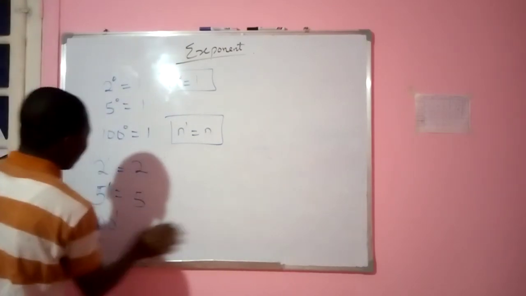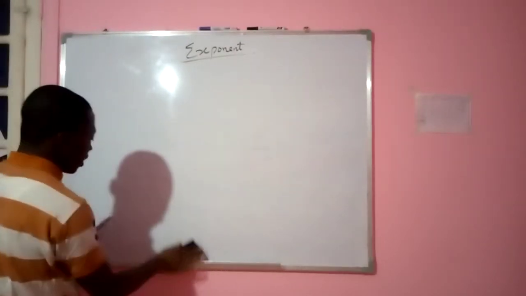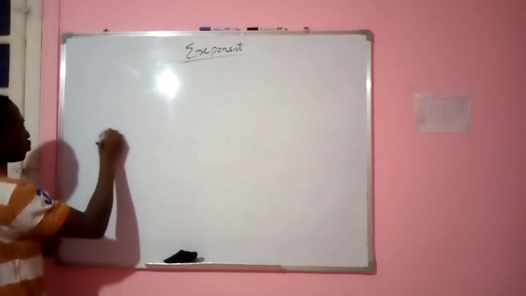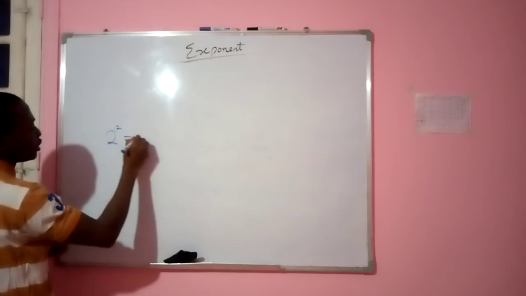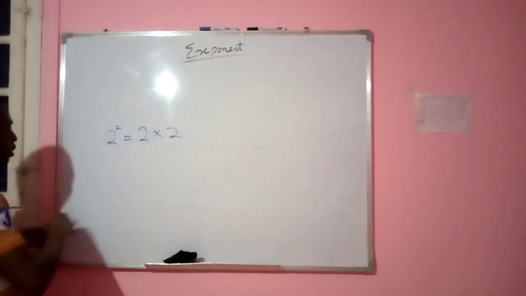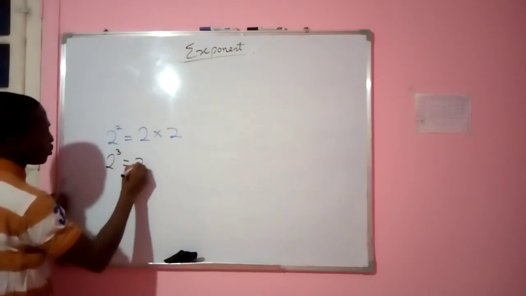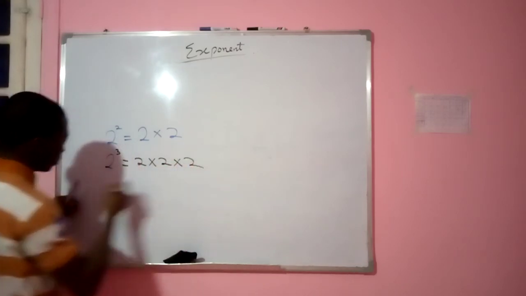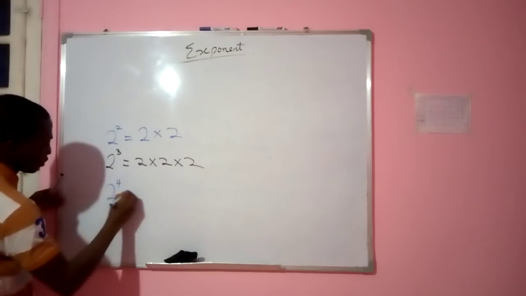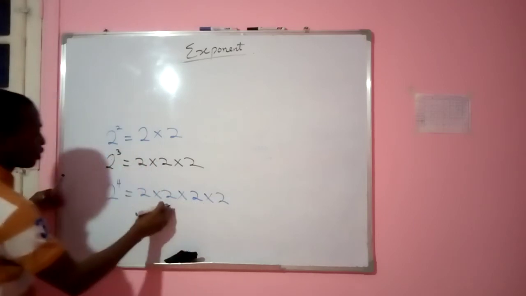And let's see some pattern of the exponent. I want to point out those two rules. If you have, for instance, let's take the number 2. 2 raised to the power of 2 means 2 times 2, and 2 raised to the third power is 2 times 2 times 2, and 2 raised to the power of 4 is 2 times 2 times 2 times 2. 1, 2, 3, 4.